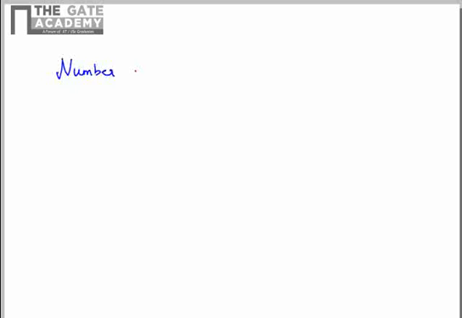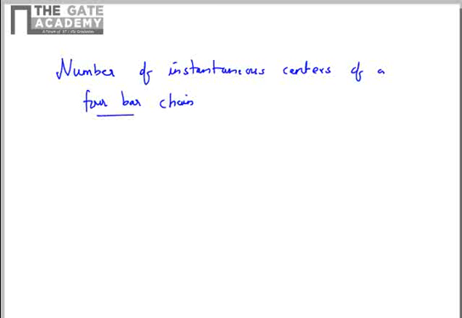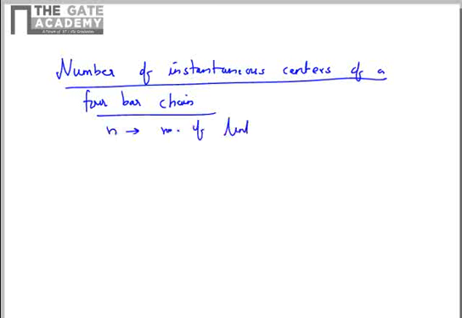Another topic from which some objective questions are seen in the GATE examination is the number of instantaneous centers of a 4-bar chain or any mechanism in general. So, if a mechanism is having n number of links, then we can derive the number of instantaneous centers in the mechanism.